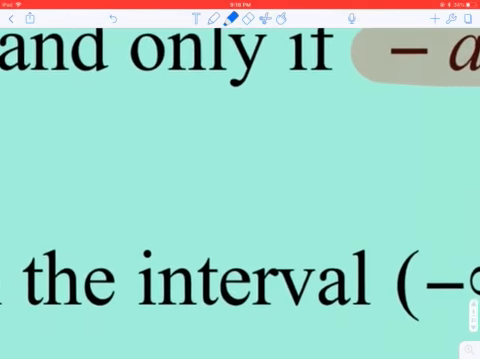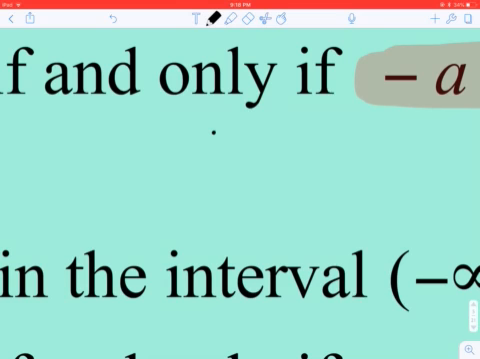Let's do one with greater than. So the absolute value of x is greater than 3.